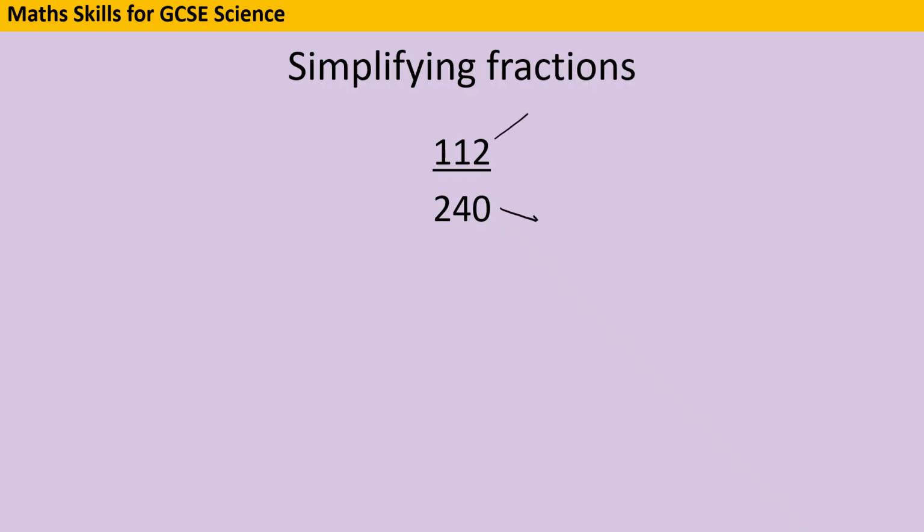So if I look here, 112 can be expressed as 2 times 2 times 2 times 2 times 7, and 240 can be expressed as 2 times 2 times 2 times 2 times 3 times 5. Once I have those numbers, I can see that there's a lot of 2s there that can cancel out. So if I do cancel those out, I'm left with 7 divided by 3 times 5, which is the same thing as 7/15.